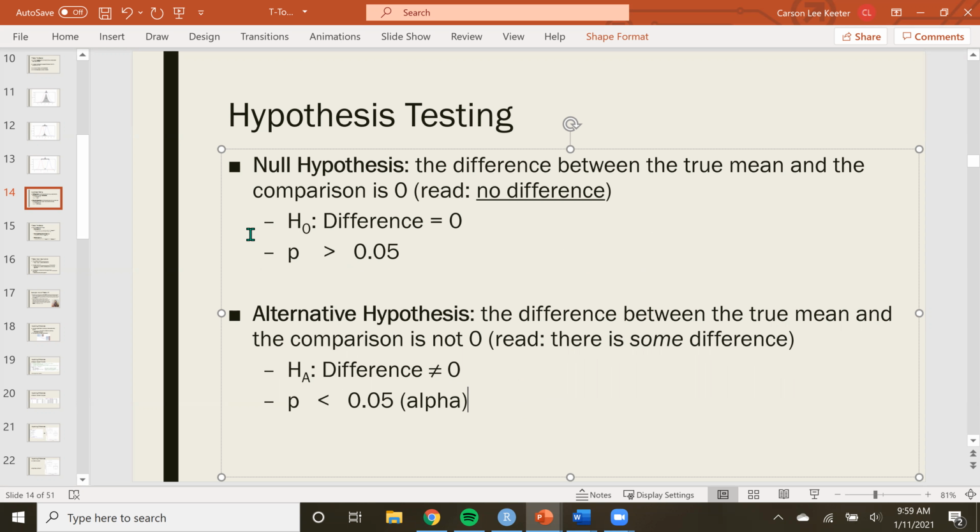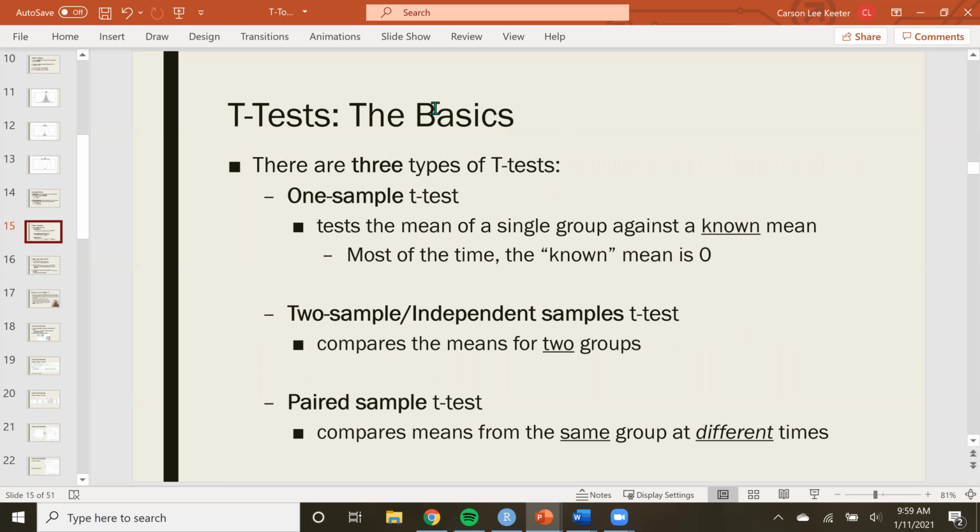We use t-tests to do that. And the nice thing about t-tests is that we have one for pretty much every situation we can find ourselves in. The most basic of which is the one sample t-test, where we test the mean of a single group against some known value.